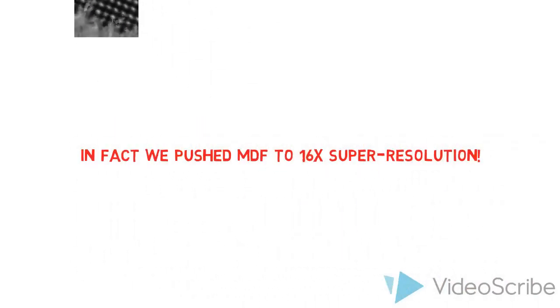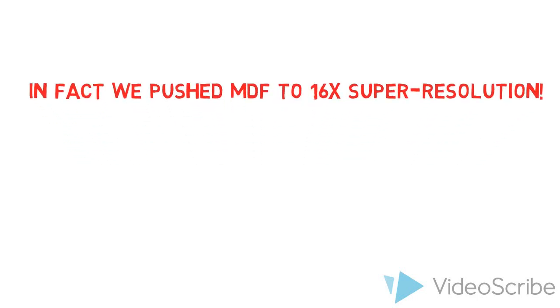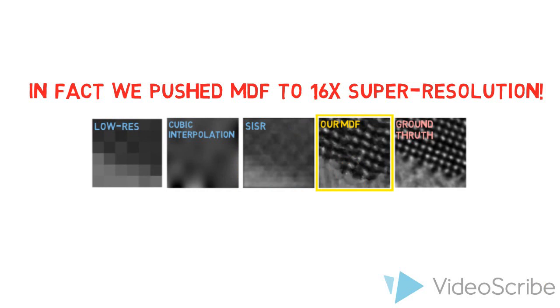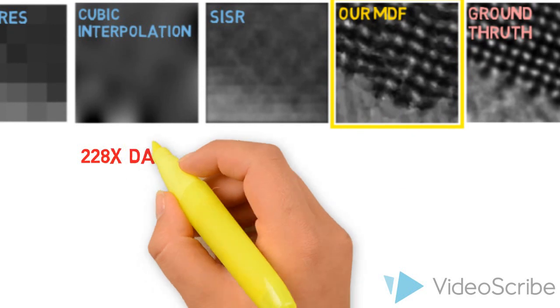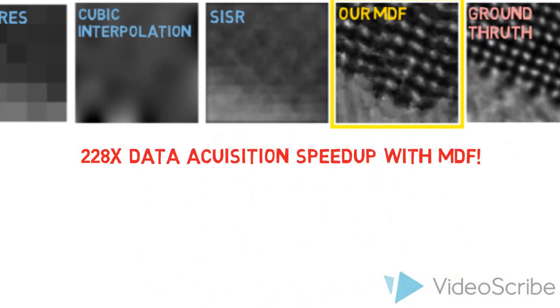It worked so well that we wanted to push it to 16x super resolution. And the low-resolution image on the left was acquired 228 times faster than it would take to acquire a high-resolution image. And our MDF algorithm still works really good. So this results in a 228x data acquisition speedup.